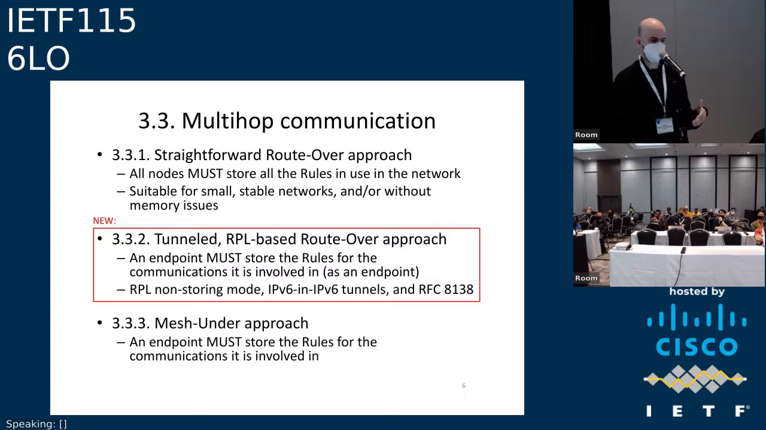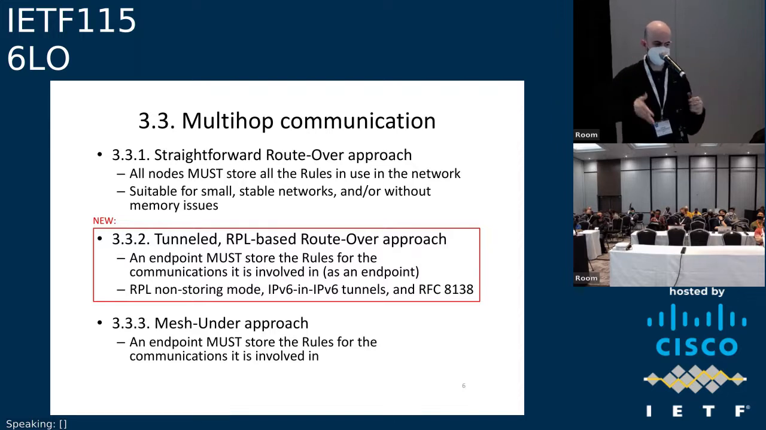So on section 3.3 on multi-hop communication, these are the three approaches by which a SHIC compressed packet may be transmitted through a multi-hop path in a 15.4 network. Now, the first one, we are calling it straightforward route over approach. In this case, all nodes must store all the rules in use in the network for compression and decompression.